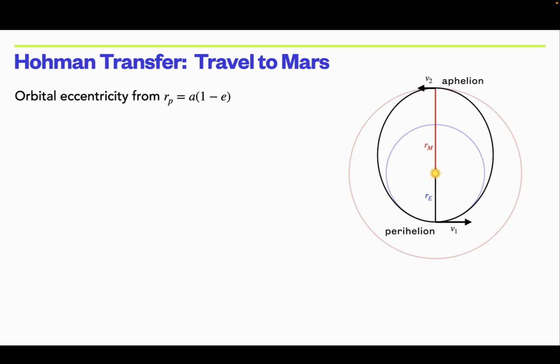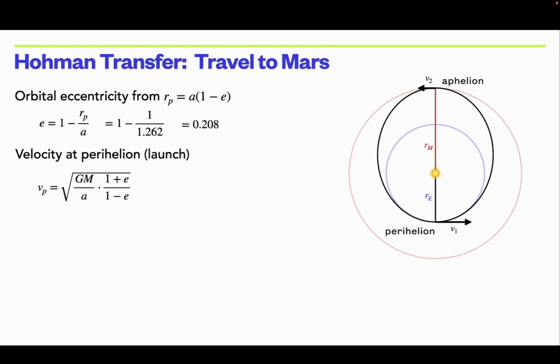Okay, let's now calculate the orbital eccentricity. Because we already know the semi-major axis and the perihelion distance, it's very easy to calculate the eccentricity from this equation. So solve for e: e equals 1 minus perihelion distance over semi-major axis. Plug in. So we get an eccentricity of 0.208. We can use that eccentricity now in the equation for the perihelion velocity.